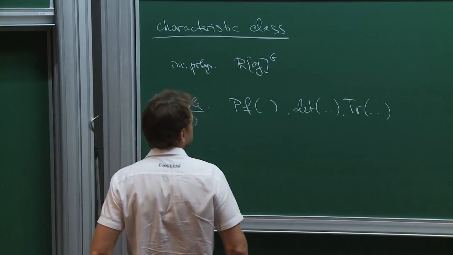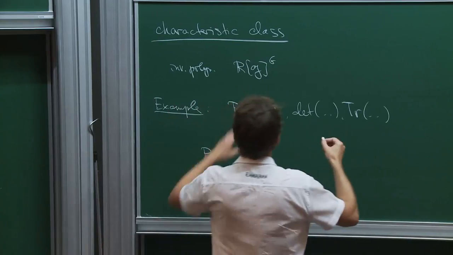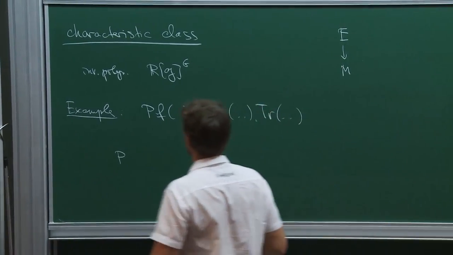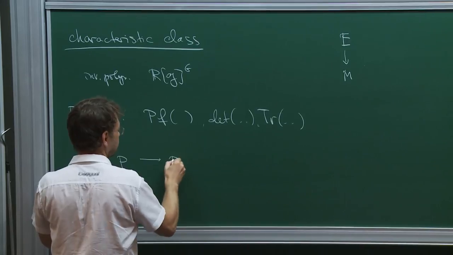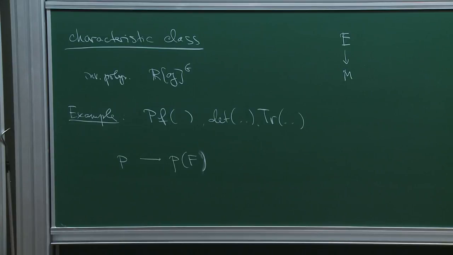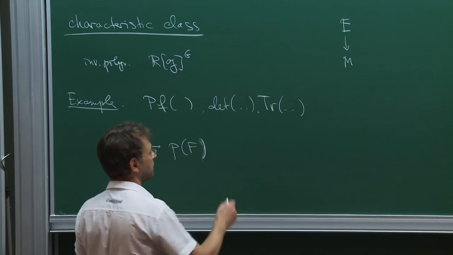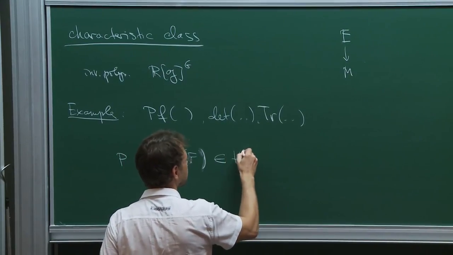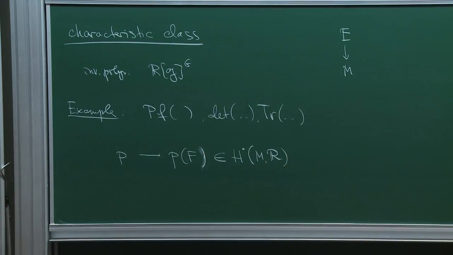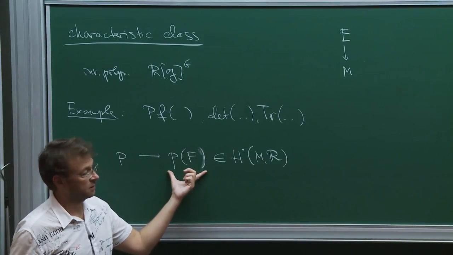Then typically what I'm supposed to do is take this polynomial. I have, for example, some vector bundle over M, and I take this polynomial and put some curvature in there. So pick up any connection, put in the curvature, and that's why you call it a characteristic class, because you can identify this element in de Rham cohomology. As an element of cohomology, this is independent of the concrete connection you are choosing.